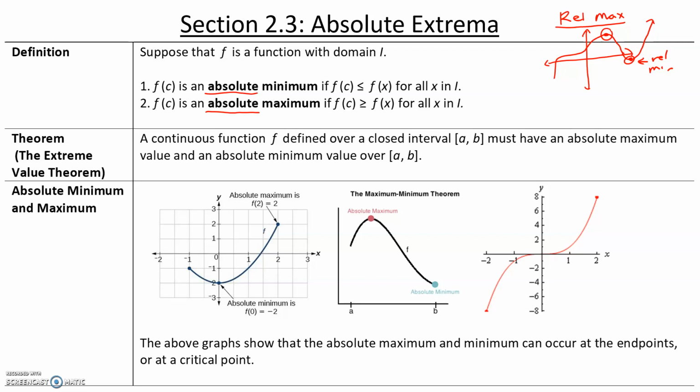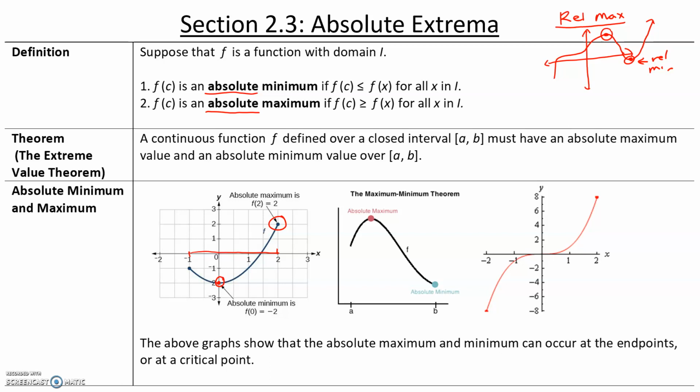Now let's take a look at a graph. Let's say we have this graph on the interval of -1, 2. Then when we look at the word absolute, it means that it has to be the highest or lowest point in that interval. So this point here is the absolute maximum because in the interval from x equals -1 to x equals +2, this is the highest point. The lowest point is going to be this one because from x equals -1 to x equals +2, this is the lowest y value.